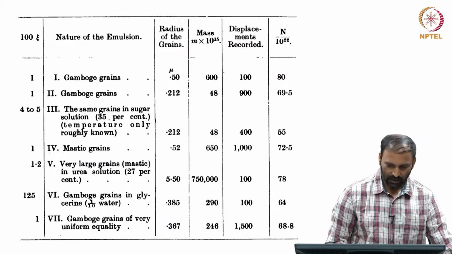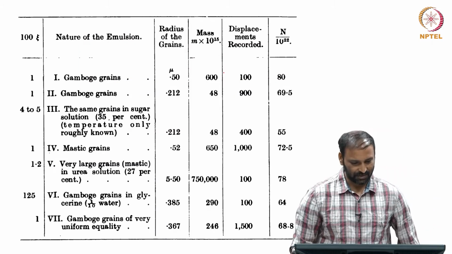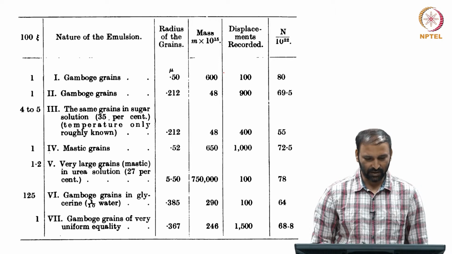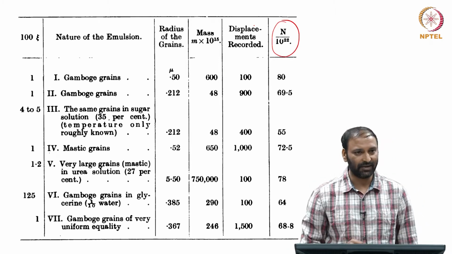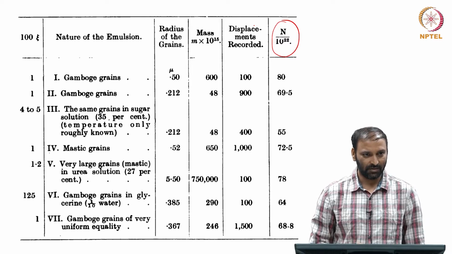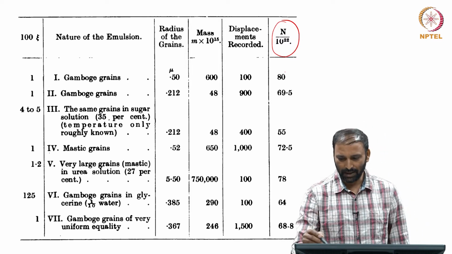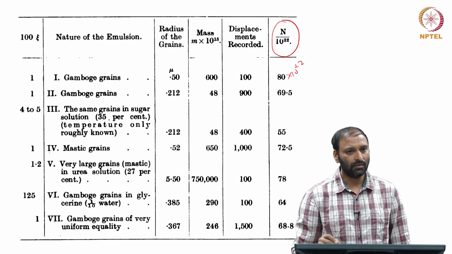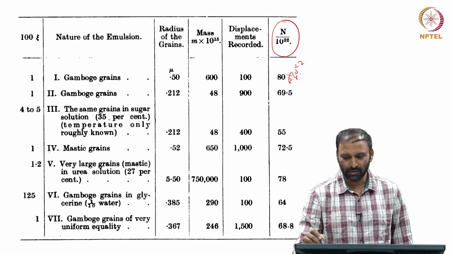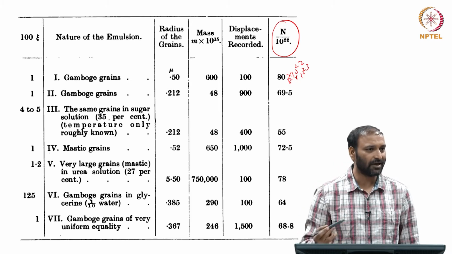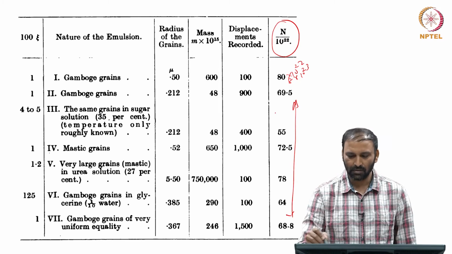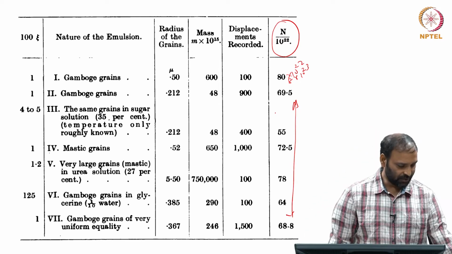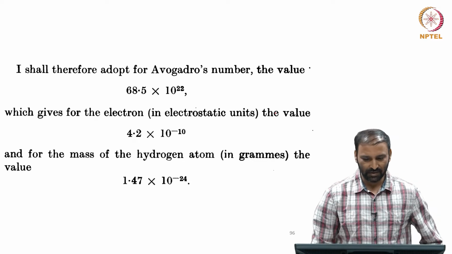This is some data from his book, a tabulation of this N, the Avogadro number, obtained from such experiments. Not bad, right? This is 8 into 10 power 23. Fairly close to the Avogadro number. There are a series of numbers. I have taken this again from his book.